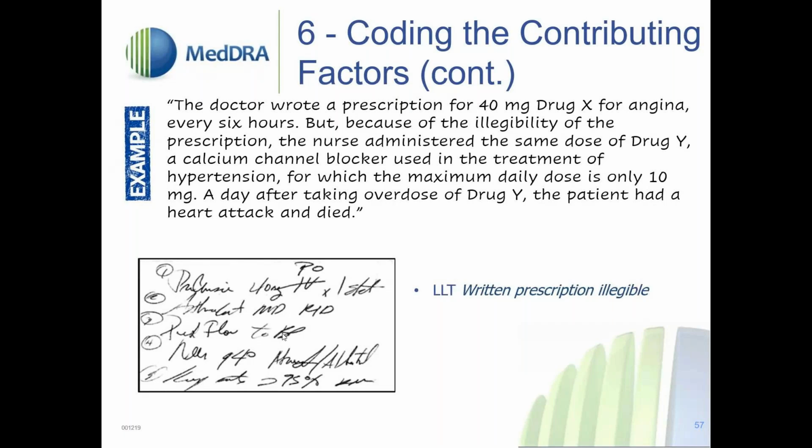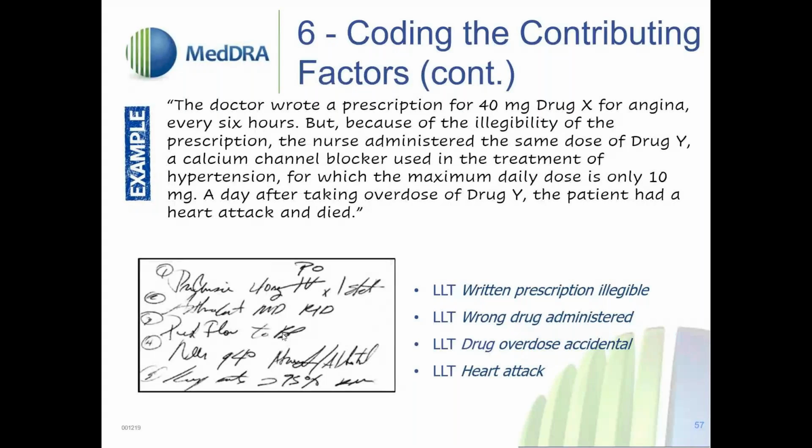At first, the illegible written prescription, the resulting medication errors, the administration of the wrong drug, and the accidental overdose of the drug, and the resulting adverse reaction in the patient, the heart attack. Remember, it is very important to capture the contributing factor or factors if reported. And of course, also the indication for use, the angina pectoris, would have to be coded as well.